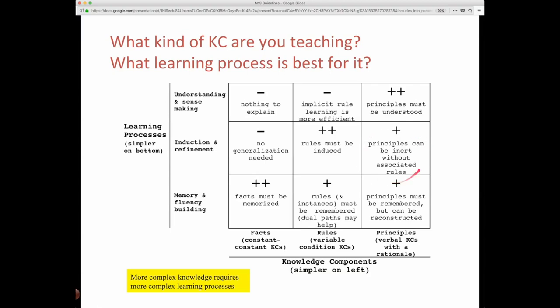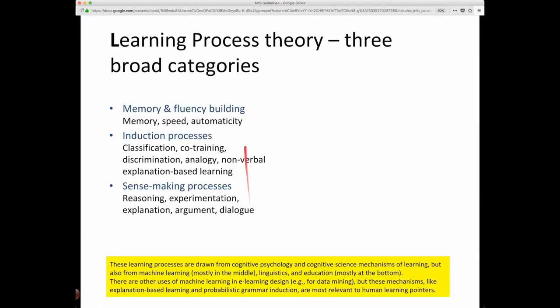If they're not associated with rule-like skills, they might not get applied well. And they also need to be remembered. But here's where we're not going to get much productivity, and here's where sometimes instructional interventions fail, because they're supporting what isn't needed. So these learning processes you read about in KLI are drawn from cognitive psychology and cognitive science mechanisms of learning, but also from machine learning, especially things like explanation-based learning.